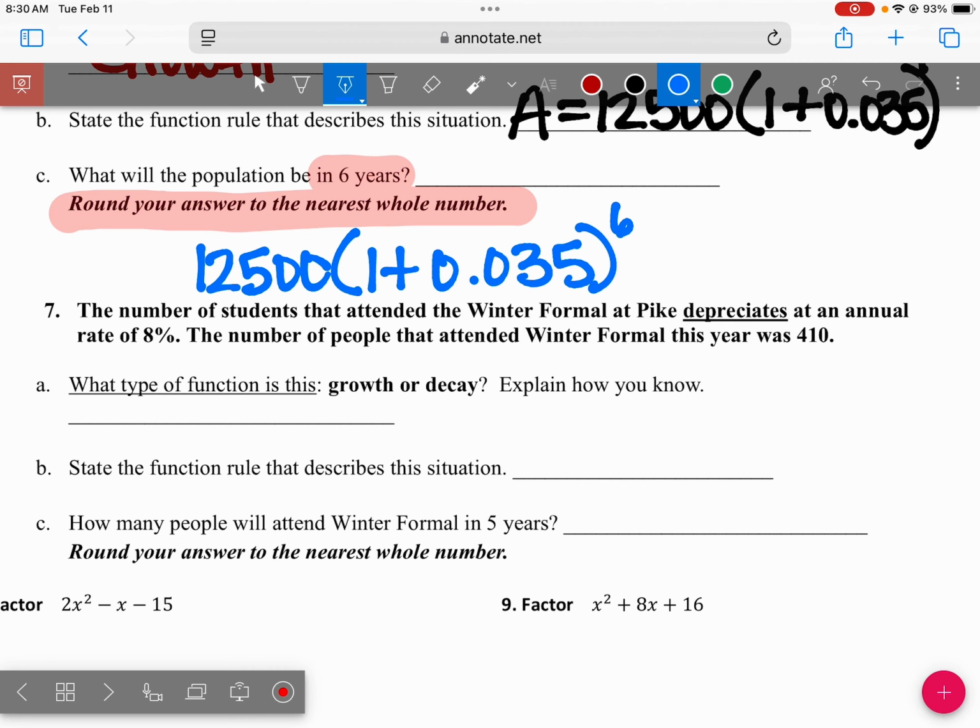All right, let's look at number 7. The number of students that attend the winter formal at Pike depreciates at an annual rate of 8%. The number of people that attended the winter formal this year was 410. So is this going to be growth or decay? If something is depreciating, does it go up or does it go down? So this is decay.